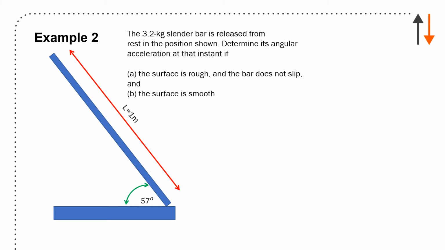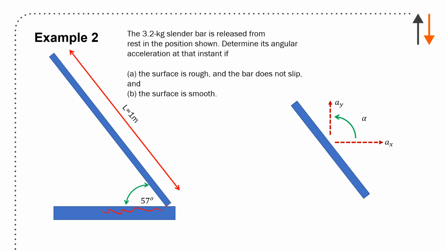The second one I want to look at is a typical case. I have a ground over here. This is probably not a good idea to have it the same color, but this is the ground. This is the rod. It's at a weird angle. I just chose 57 degrees, and its length is 1 meter. The bar is 3.2 kilograms. It's released from rest in the position shown. Determine its angular acceleration under 2 cases. One, the surface is rough and the bar doesn't slip, so the bar stays fixed at that position. And the second one, which is interesting too, is the surface is smooth.